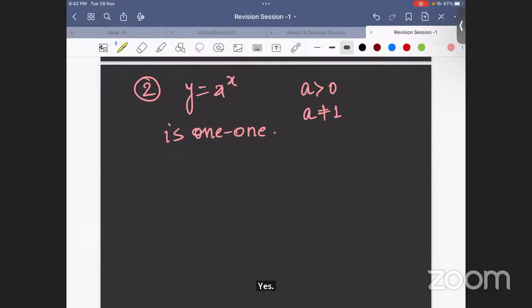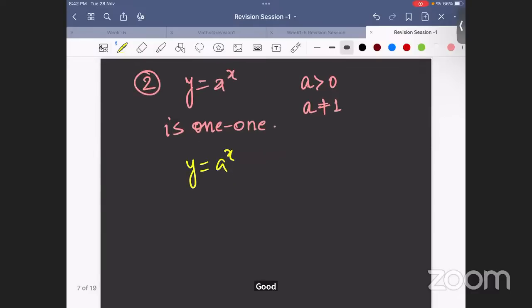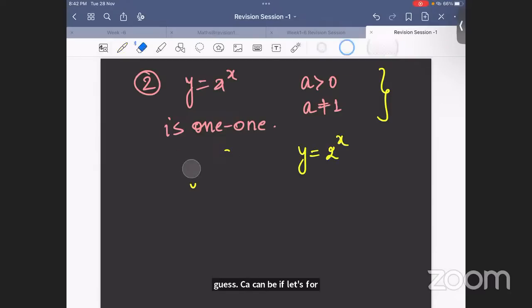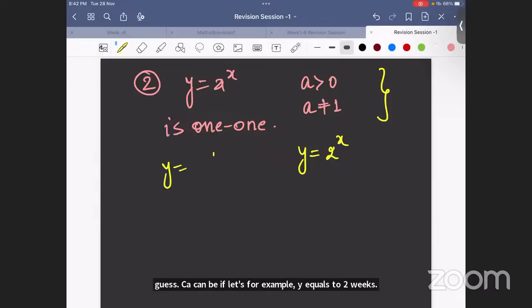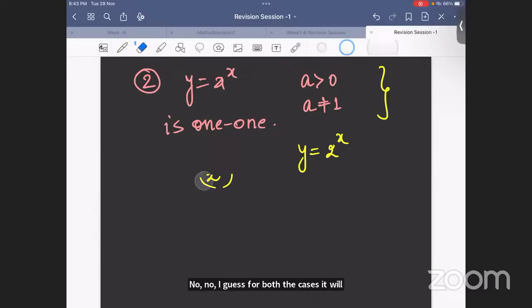Okay. Now tell me about the exponential function y equals a to the power x. Is it 1-1 or not? Yes, sir, it is a 1-1 function. Okay, but the information is not correctly given, I guess. See, a can be, for example, y equals 2 to the power x, and then you have y equals (1/2) to the power x. No, I guess for both the cases it will be the same. At least one will be, yeah.